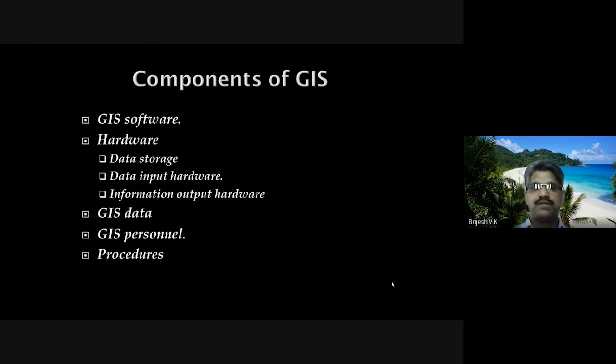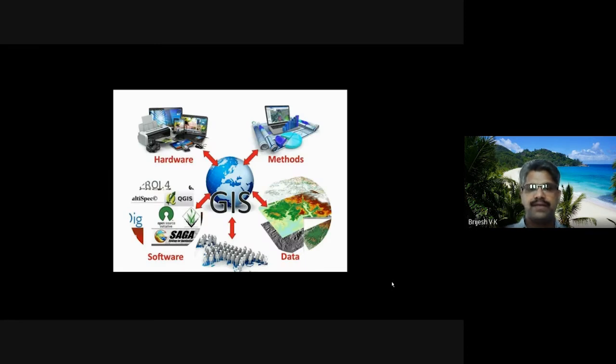Now coming to the components of GIS. What are all the components of GIS? The major components are, the first one is the GIS software or GIS application. Then the hardware, which is capable of data storage, data input, and information output. So for the hardware there will be three parts: data storage, data input, information output hardware. The third component is GIS data, and next is GIS personnel and procedures. So these are all the components of GIS. You can see the hardware, software, people, data, methods. These are all the components.